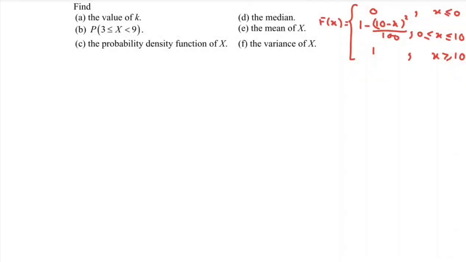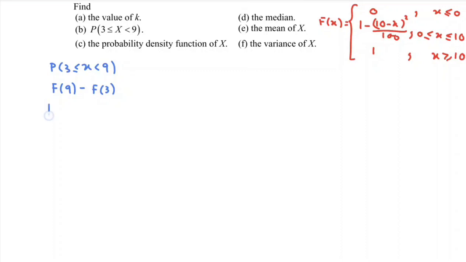Next, focus on (b). Find the probability that X is greater than or equal to 3 and less than 9. Since this is a continuous random variable, the sign is not important, so make use of the CDF. Here we have F(9) minus F(3), because the sign is not important for a continuous random variable. So kindly substitute the 9.